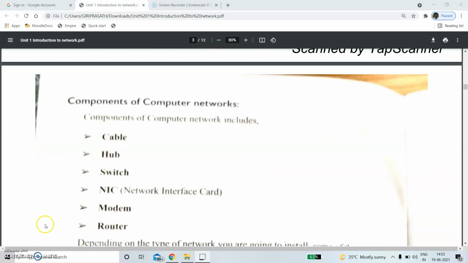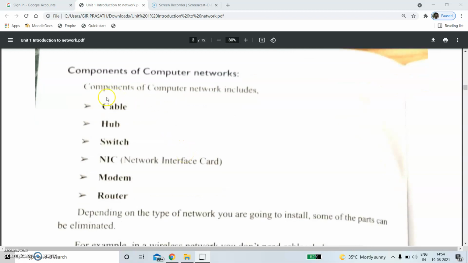Next heading, components of computer networks. What are the components used in a computer network? Let's see one by one. First one, cable. Next, hub. Third, switch. Fourth, NIC, network interface card. And next, modem and router. These are some basic components used in computer networks. Depending upon the type of network, you have to install those parts. It is not necessary to install all the parts in a computer network.